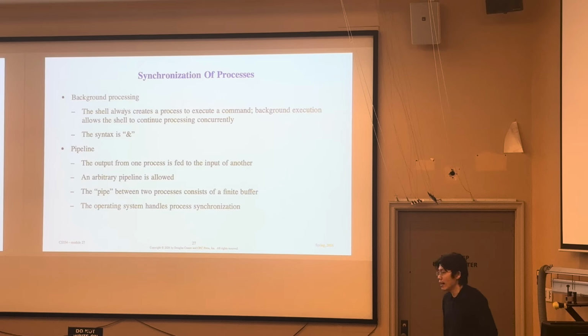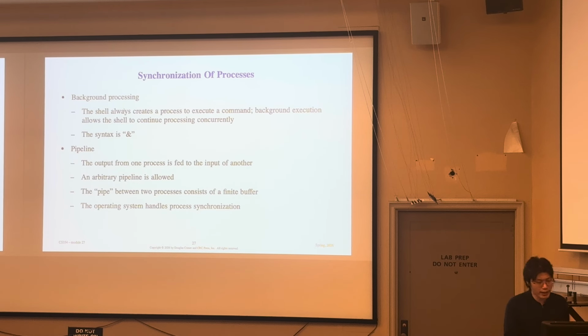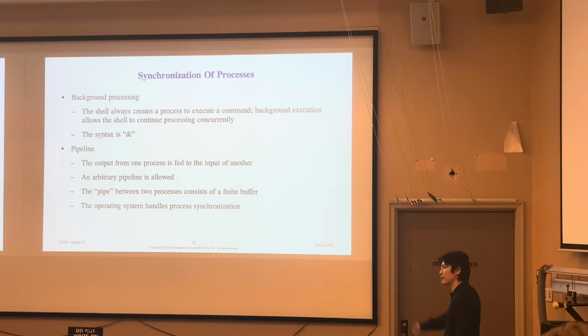Another example usage is background processing. The shell can create a process to execute a command. The shell always creates a process to execute a command, but you can put the execution of this process in the background. Background execution allows the shell to continue processing concurrently. The syntax is using this symbol. I'm not sure how many people have used it, but probably some of you have. Right?